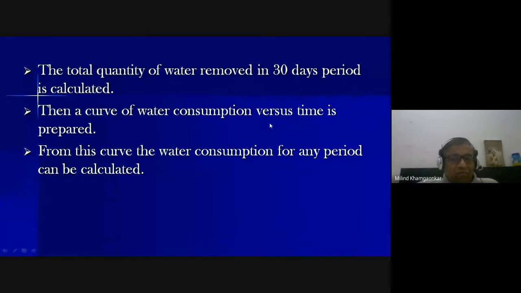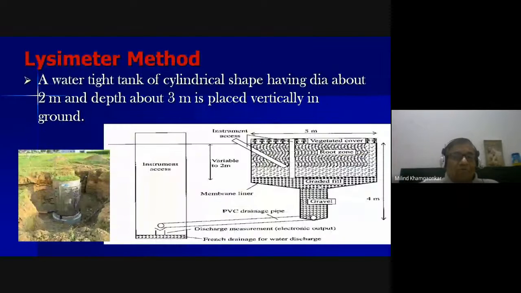Then the curve of water consumption versus time is prepared. And from this curve, the water consumption for any period can be computed in future. Third and final method is the lysimeter, again a type of simulation or artificial creation of the plot. A watertight tank. What is a lysimeter?